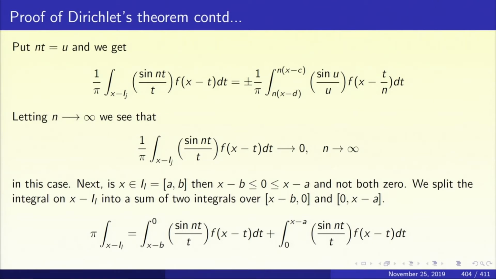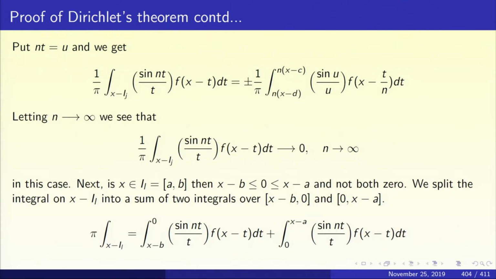Now let us consider the case when x is in one of the intervals Il. So let us call Il to be the closed interval ab. So x minus b and x minus a have opposite signs this time. They don't have the same sign, they have opposite signs, and both cannot be 0 because x can be the left endpoint or the right endpoint. Now we split the integral on x minus Il into a sum of two integrals, one from x minus b to 0 and the other from 0 to x minus a.